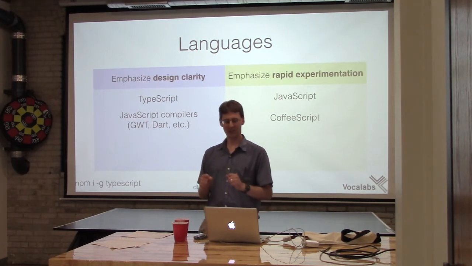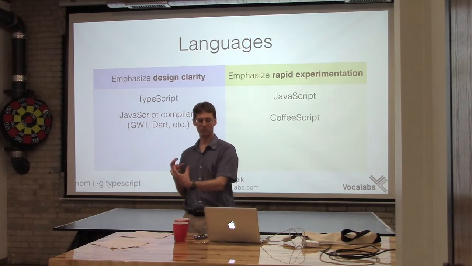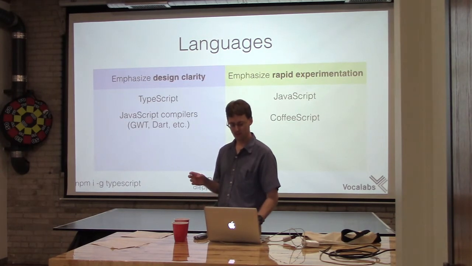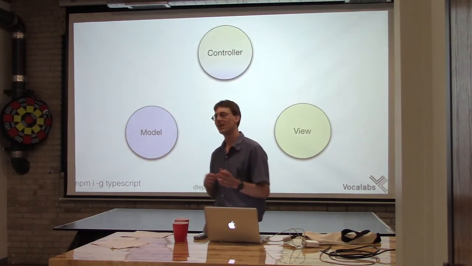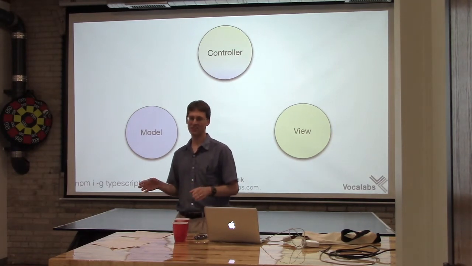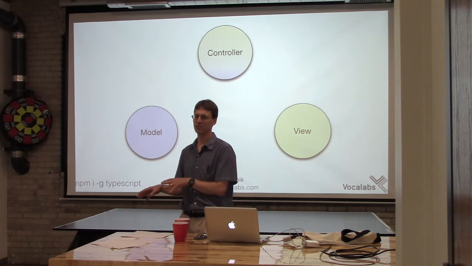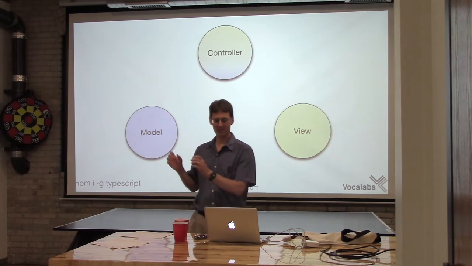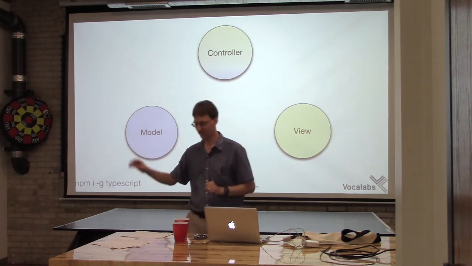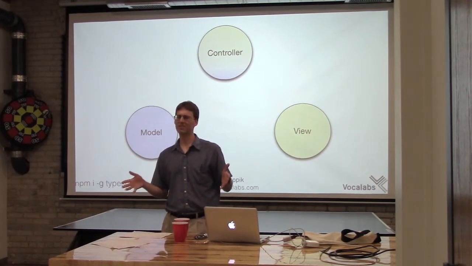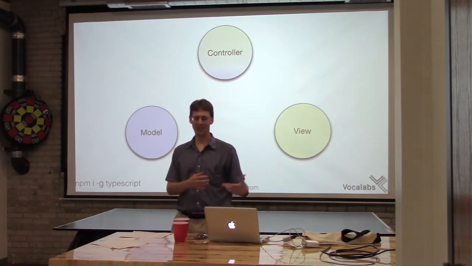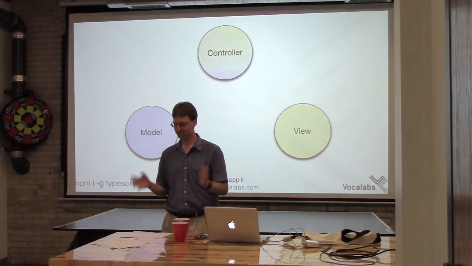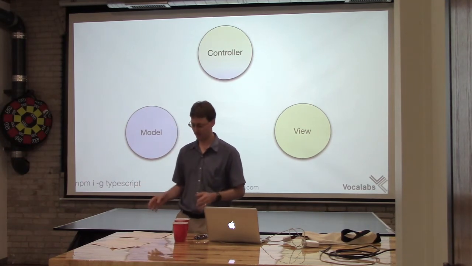So another way to look at this design clarity and rapid experimentation dichotomy is through the lens of model view controller. And having done NeXT stuff, which is very similar to Apple programming, they strictly enforce separation between model, view, and controller. And I believe that pretty much every program has a view, a controller, and a model, but most of the time they're not very well separated.